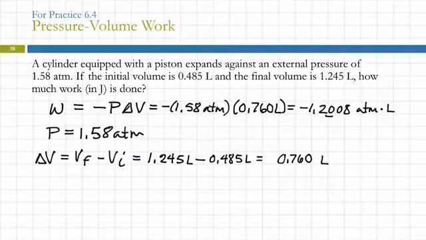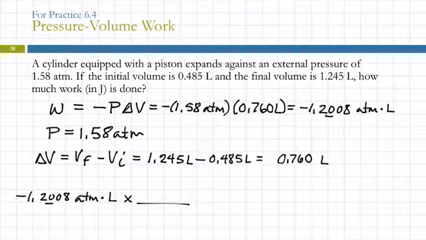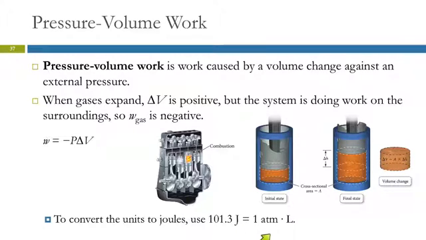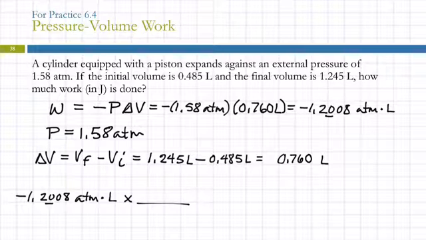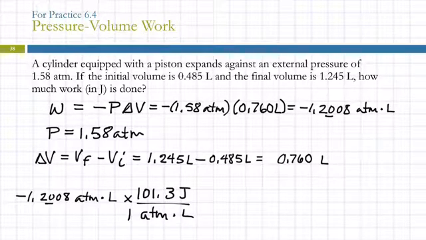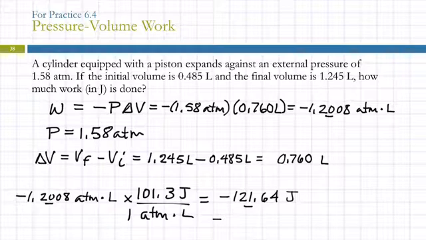Joules. We have to convert. I'm going to do this down at the bottom. So negative 1.2008 atmosphere liters. I need a conversion factor: 101.3 joules is equal to 1 atmosphere liter. And this should have 3 sig figs. So now I've got my units, and I'll circle this. Minus 122 joules.